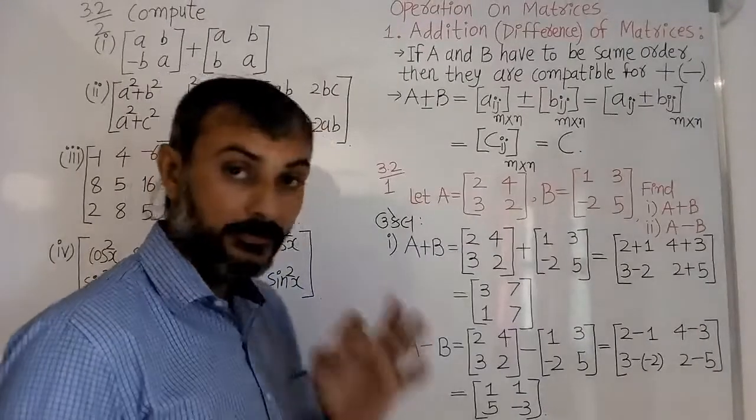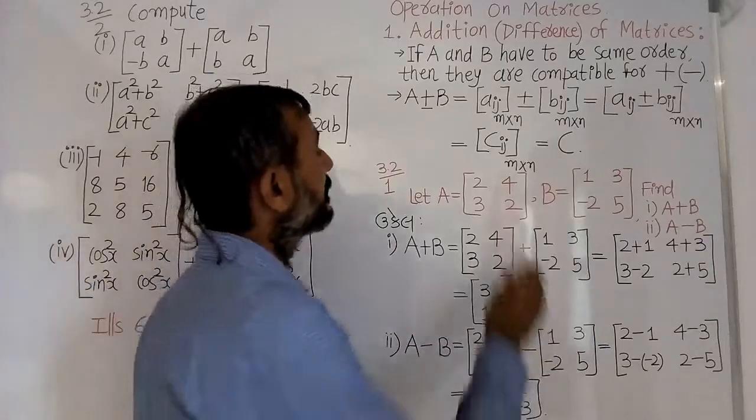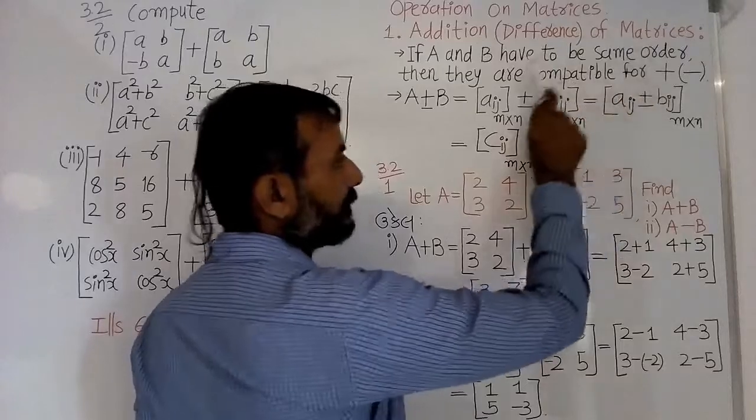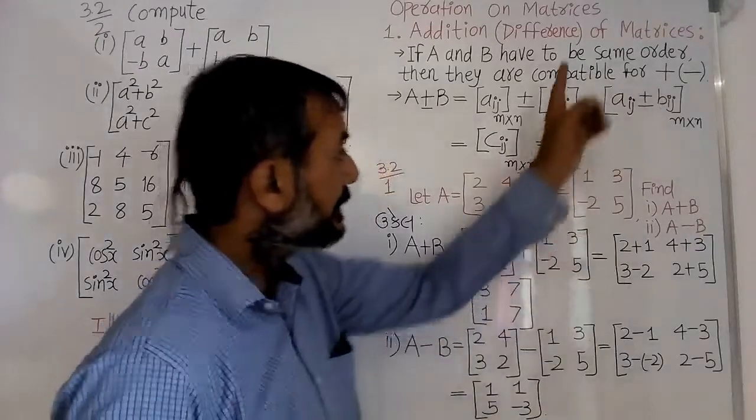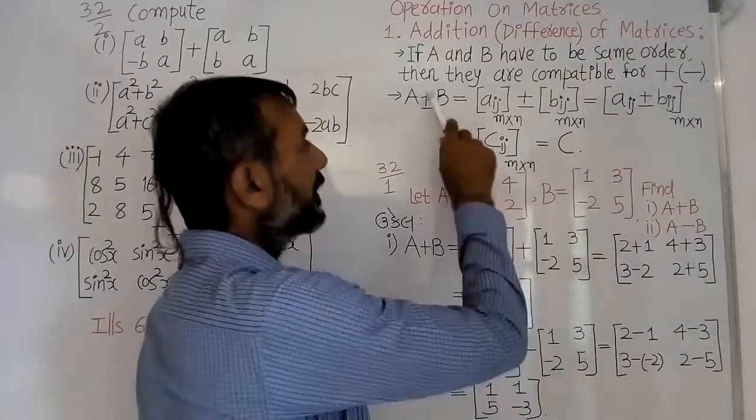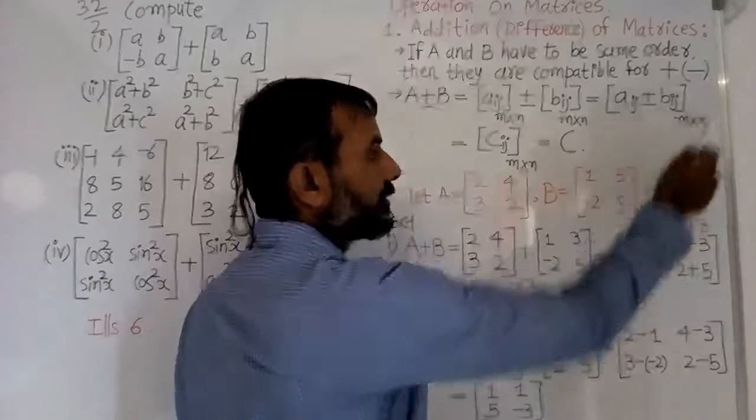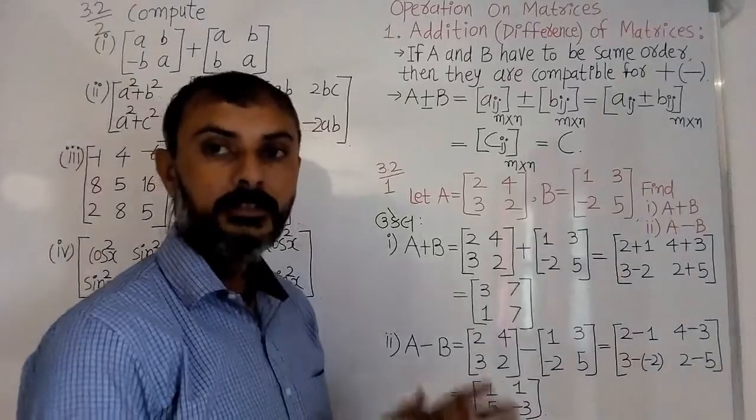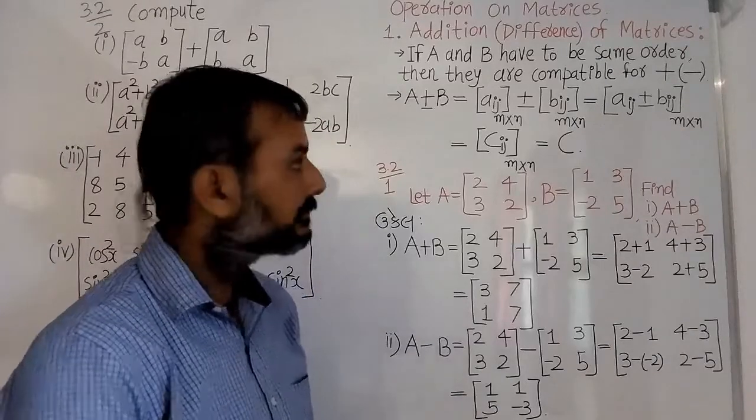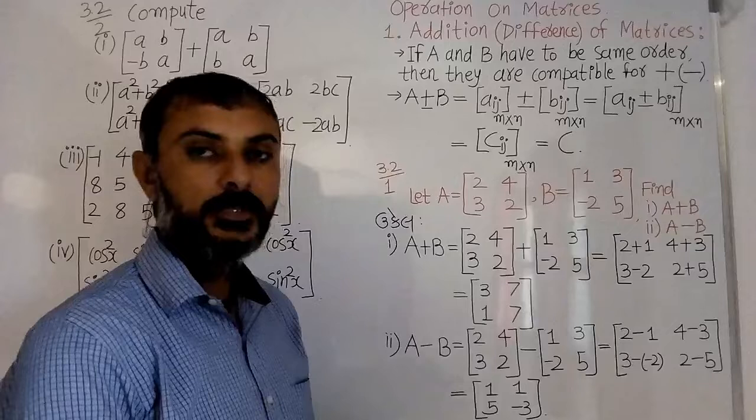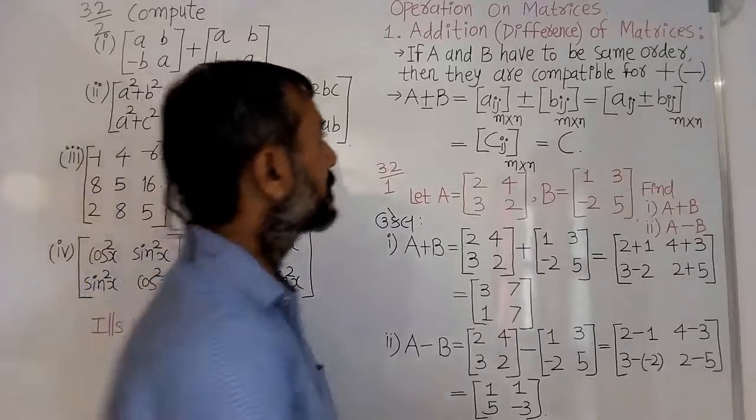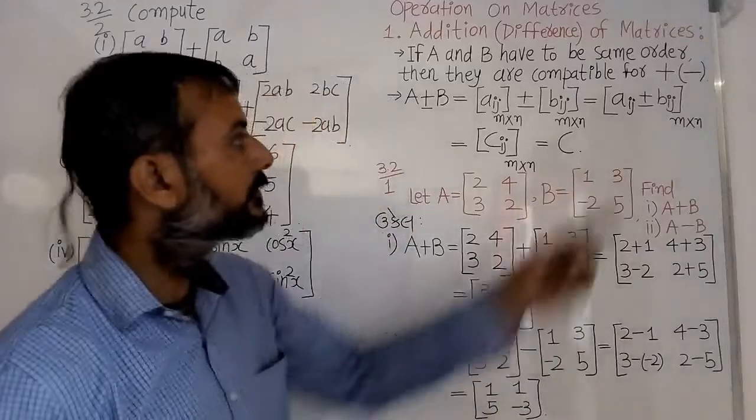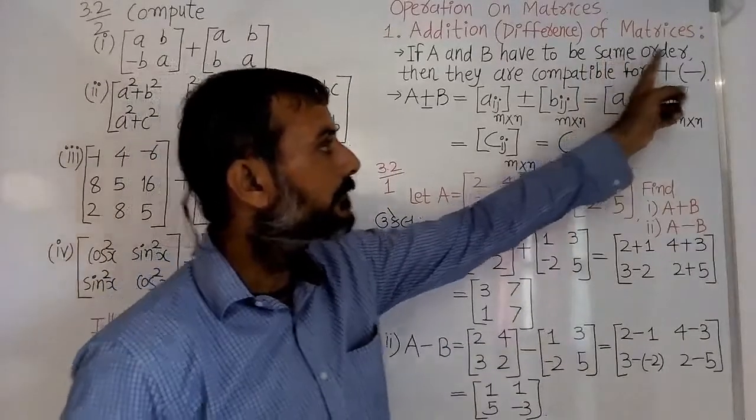Remember, the first condition is that A and B have to be of the same order. Underline here, same order, then they are compatible for addition or difference. Compatible means the operation is properly defined or possible. So which operation is possible here? That is addition or subtraction, if they have the same order.